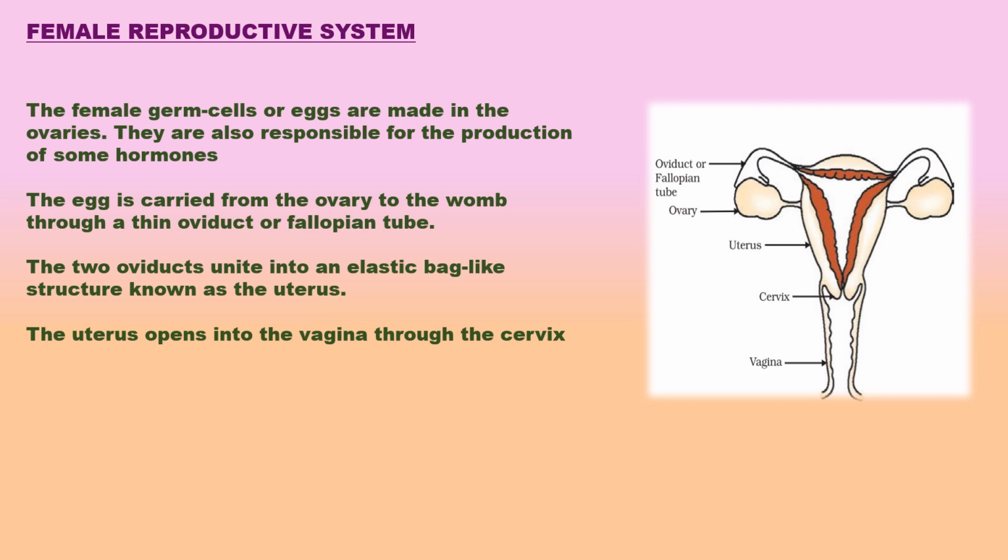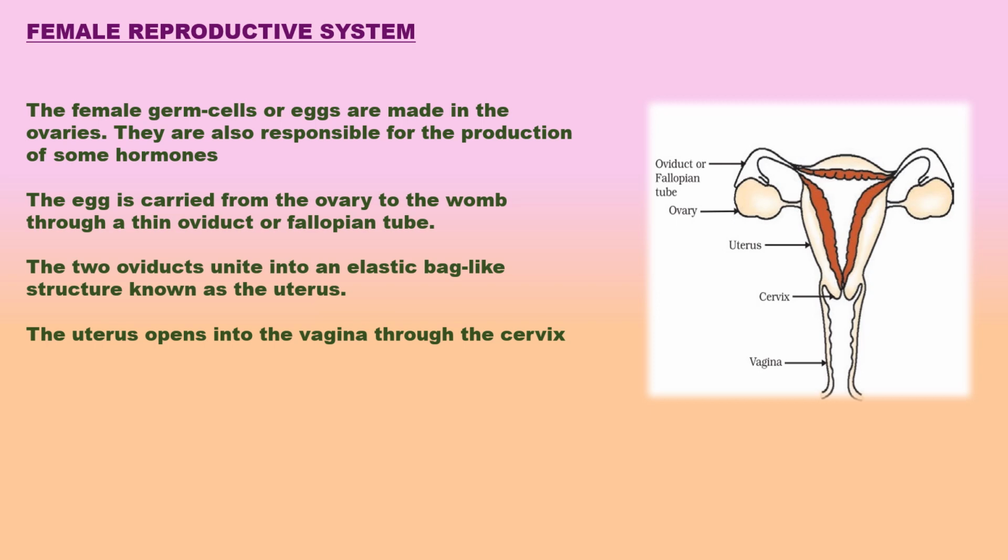Just above the ovaries are the tubes called oviducts, which are also known as fallopian tubes. The oviducts are not directly connected to ovaries but have funnel-shaped openings which almost cover the ovaries. The ovum, or egg cell, released by an ovary goes into the oviduct through its funnel-shaped opening. The fertilization of egg, or ovum, by a sperm takes place in the oviduct.